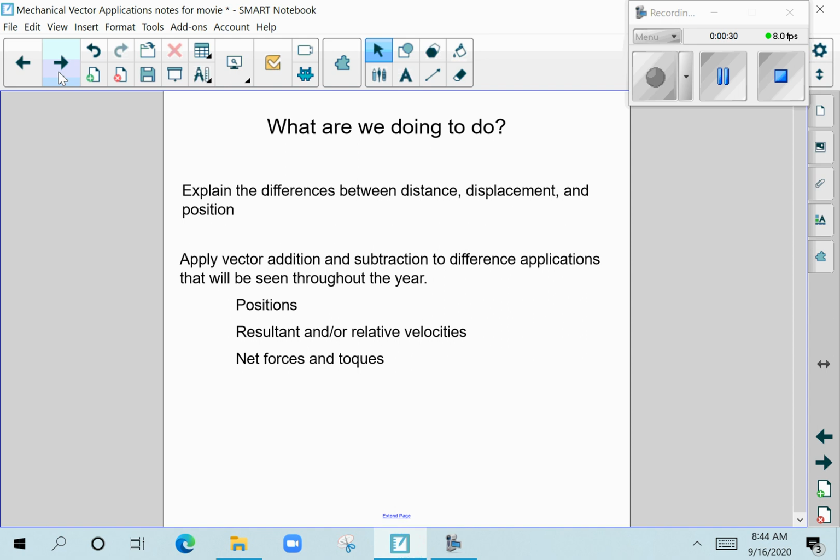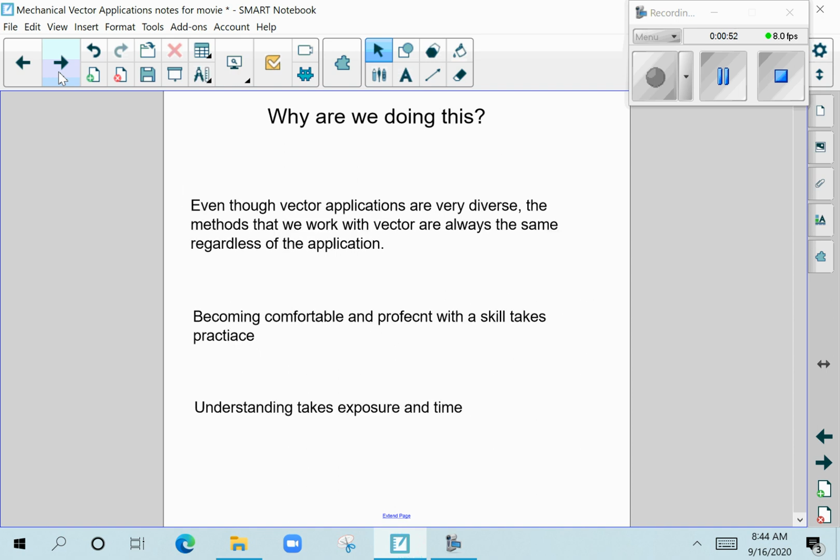So as you're watching the video, if you become a little overwhelmed, that's totally all right. We're just looking at the different applications. If you can just see how we're adding the vectors, without truly understanding the full context of the situation, that's where we want you to be right now. We just want you to understand how to add and subtract vectors and to realize that they're going to be used for a variety of different applications.